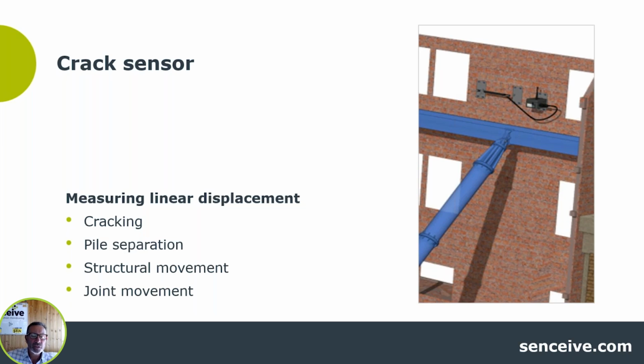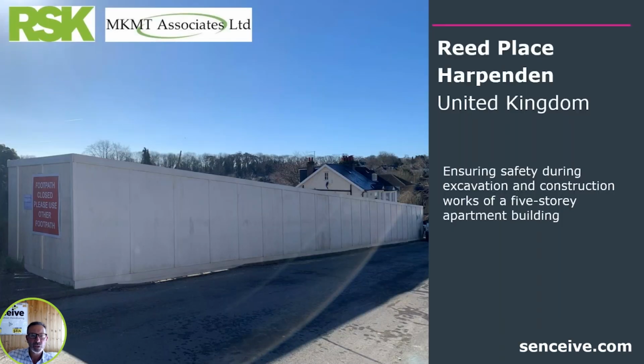The crack sensor, we can see here in a simple arrangement, is spanning across a crack, looking at relative movement. We can use a number of them. We can use 2 of them to look at slew and shear. So quite a useful piece of kit. It also gets used for looking at pile separation or structural movement or movement across a joint.